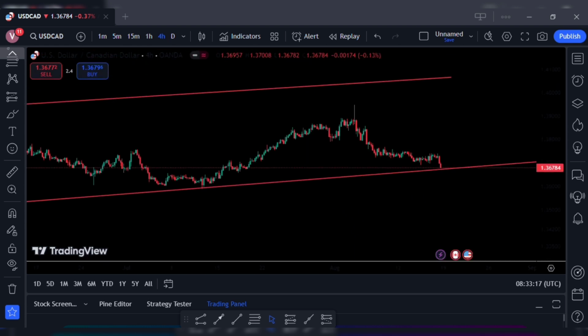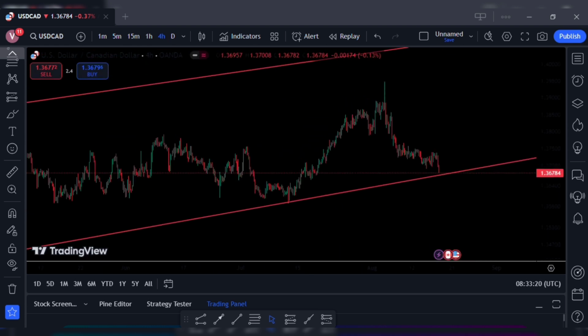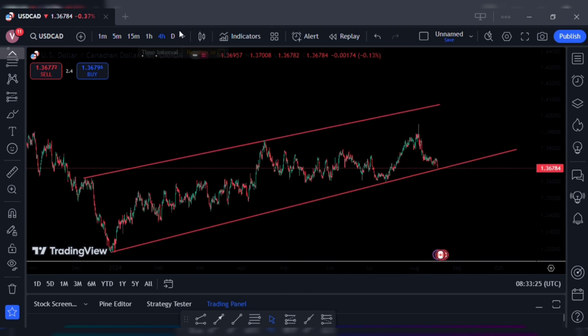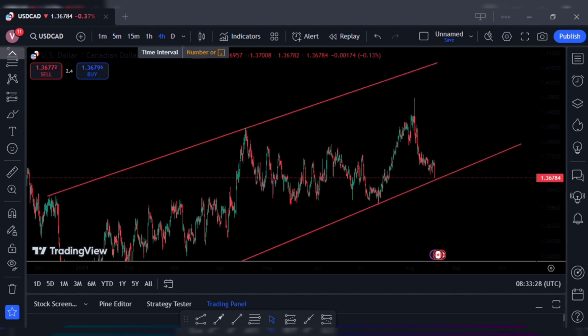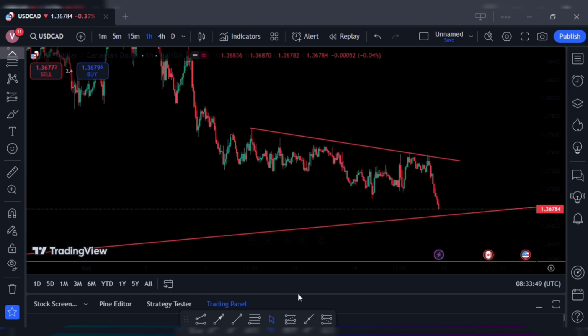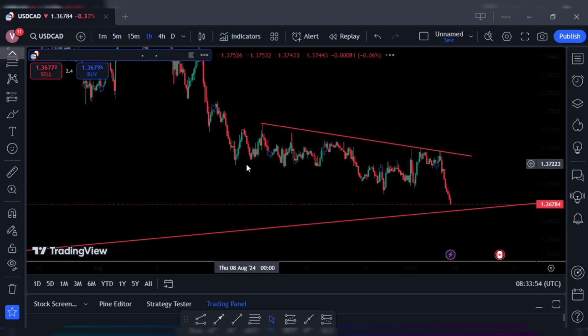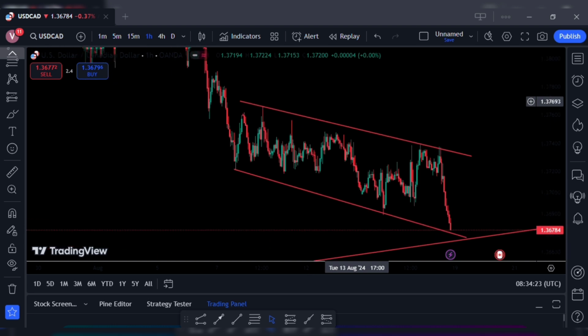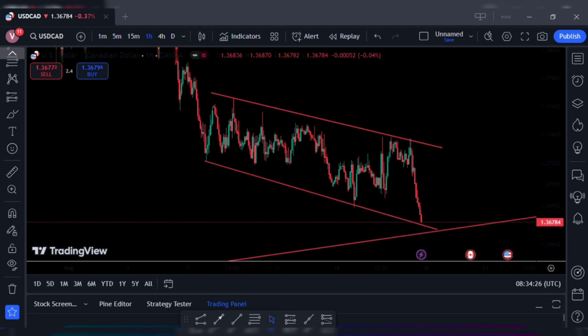Okay, what do we have on the 4-hour time frame? Pretty much the same pattern, you understand? So let us go to our 1-hour time frame and see. We have a bullish pattern in the lower time frame and we have a bearish pattern on the higher time frame, right? This is saying in the forex market, the pattern on the higher time frame has a higher chance of playing out than the one on the lower time frame.